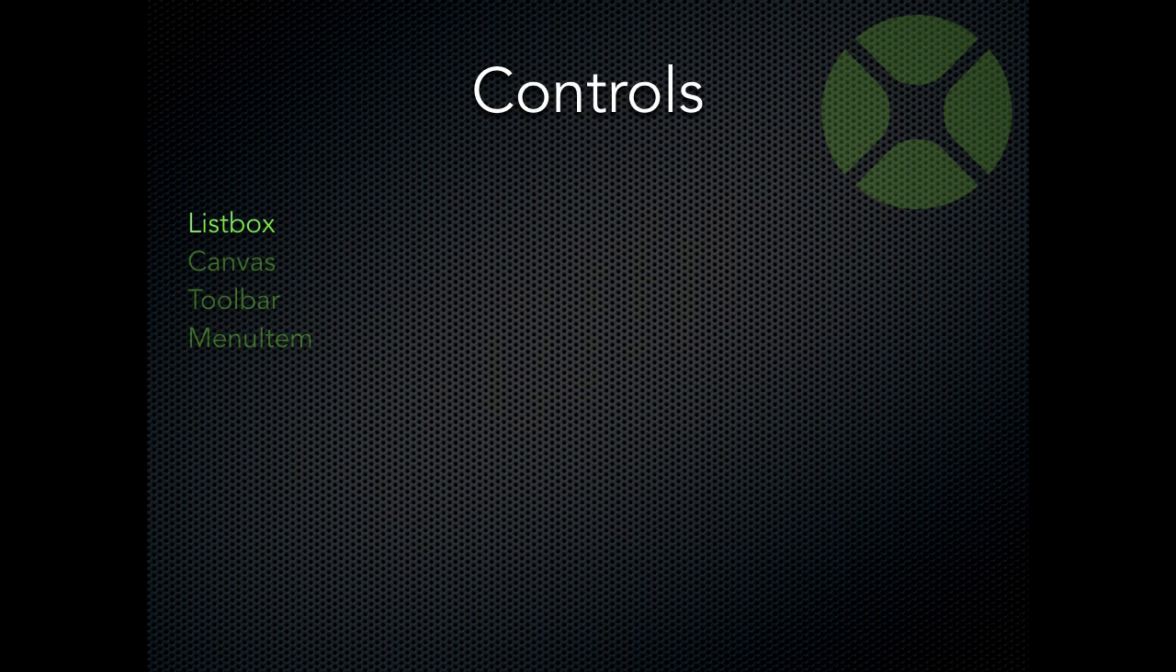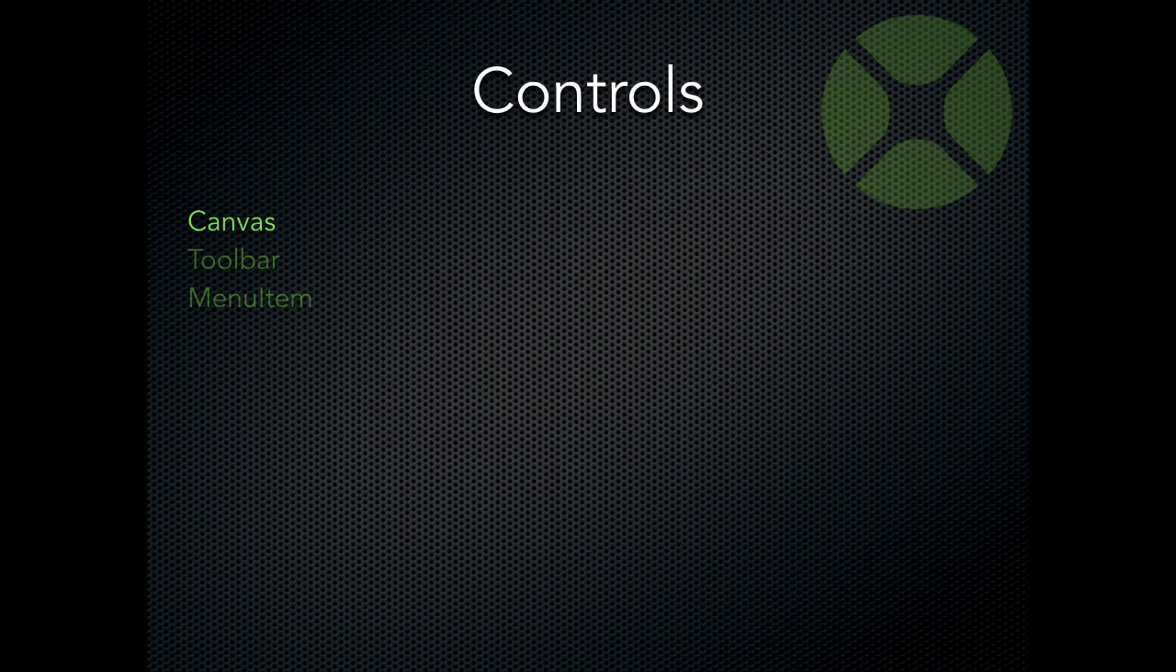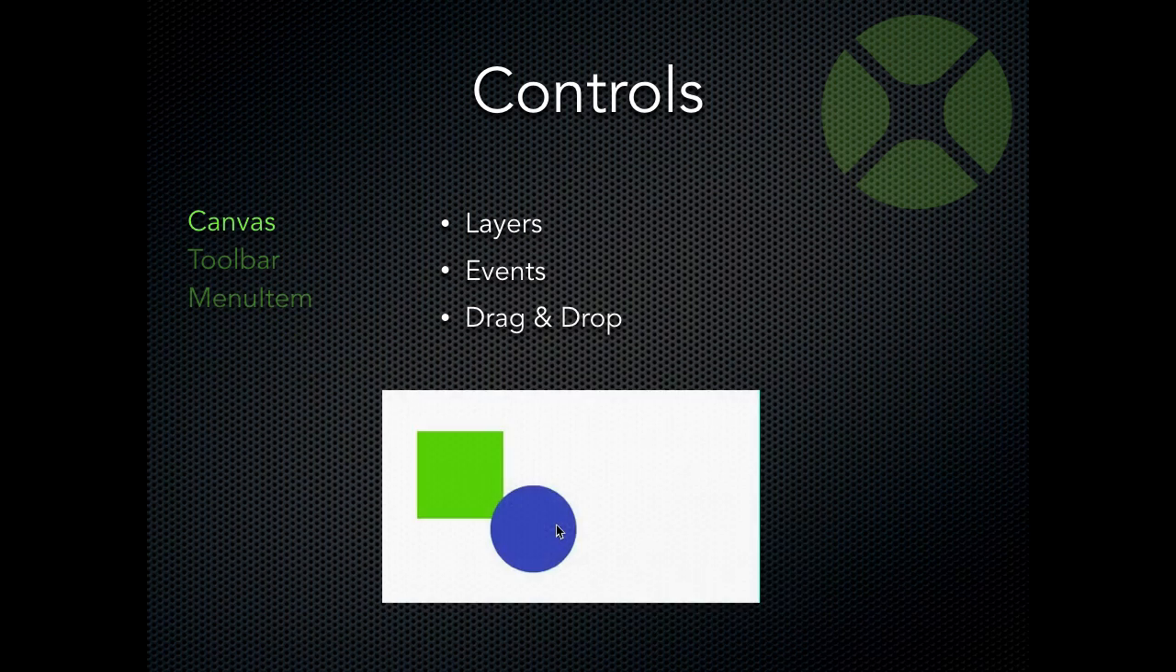Something we know you all have been waiting for, a new list box with pagination, dynamic data sources, draggable rows and columns, and custom column types with a publicly accessible column API through the new Web SDK. In a future release, the Canvas control will be enhanced with the capabilities of JCanvas. This gives us access to layers, events, and drag and drop right in the browser.